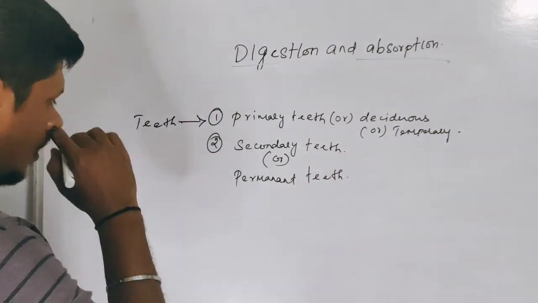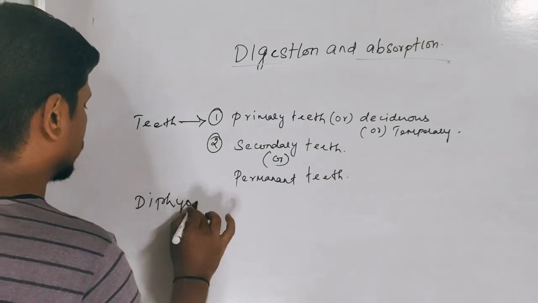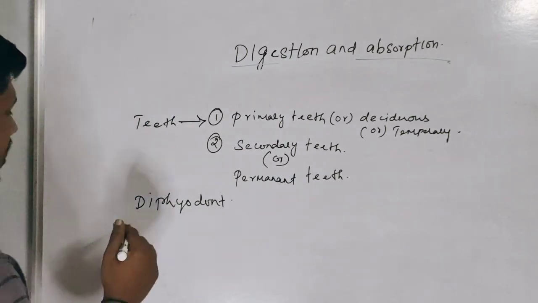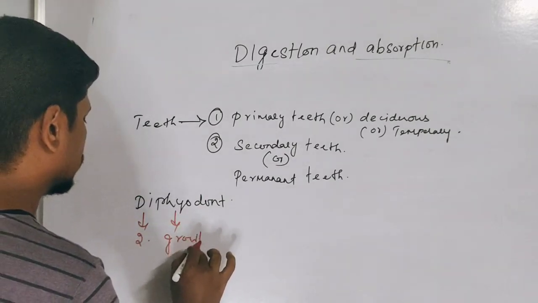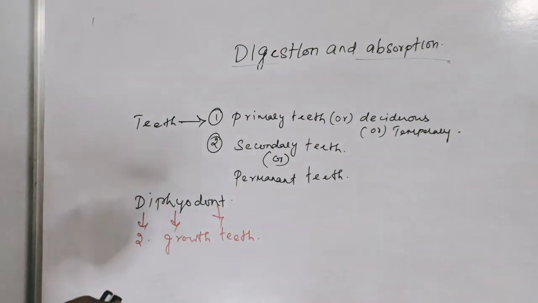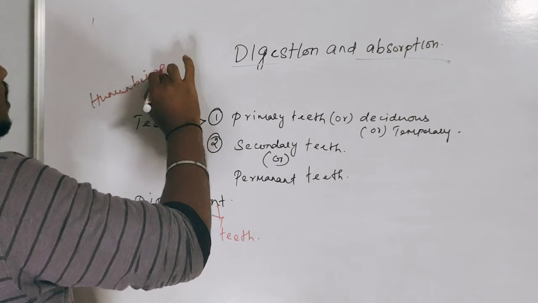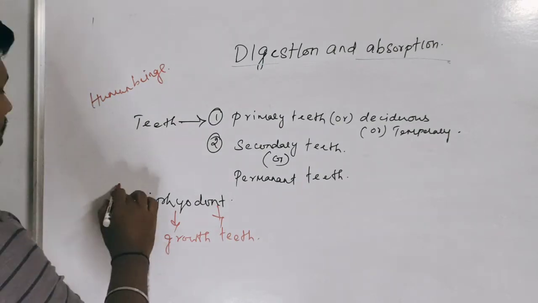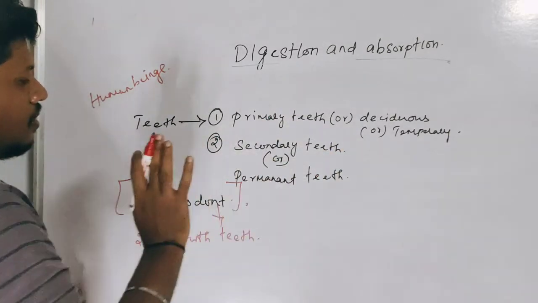Clear? And one more term with respect to teeth, diphyodont. Yes, what do you mean by diphyodont? See, di means two, right? Phyo means growth. Dont means teeth. Which means what? In their life cycles, especially human beings, two sets of teeth are grown, right? They call it diphyodont. Clear? Which means primary teeth and permanent teeth.